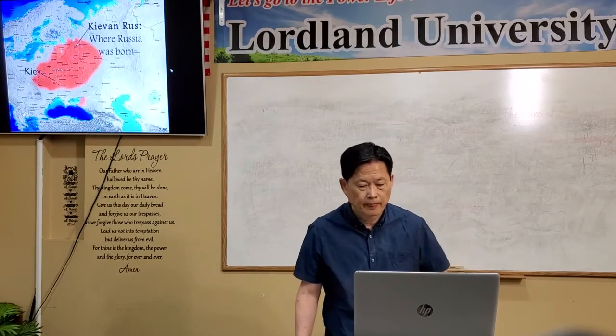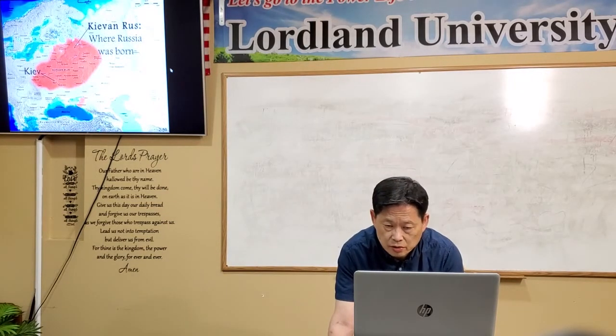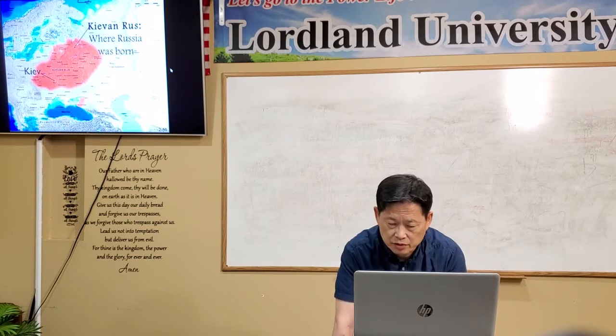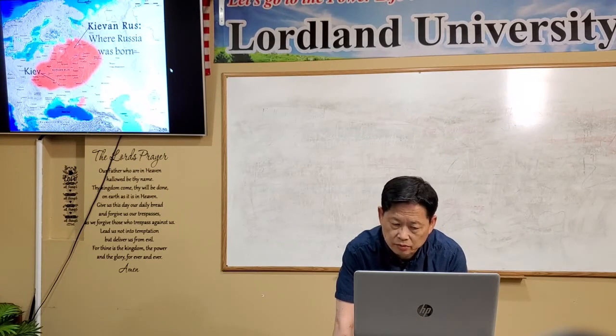Okay? Okay, this map shows the homeland of Kievan Rus, where current Russia was born. Pink area represents the homeland of Kievan Rus.